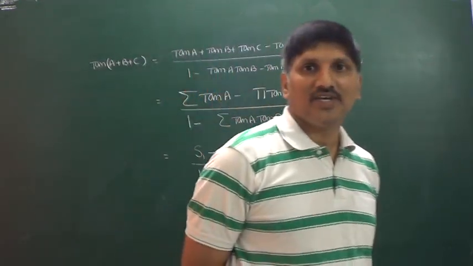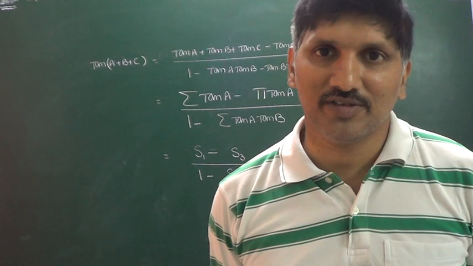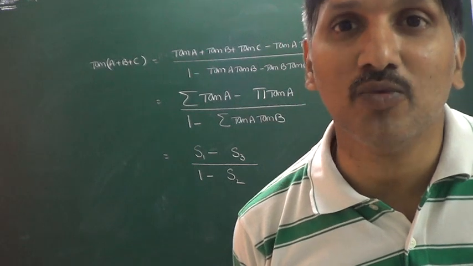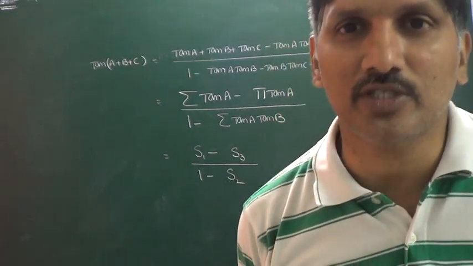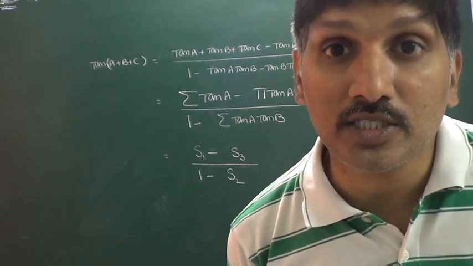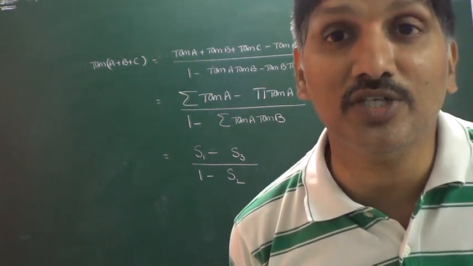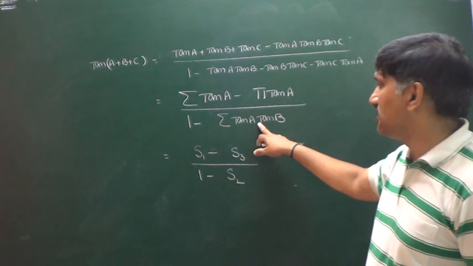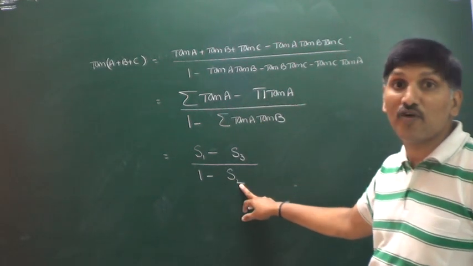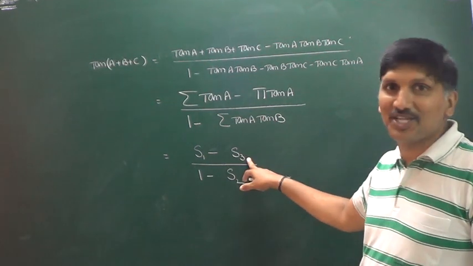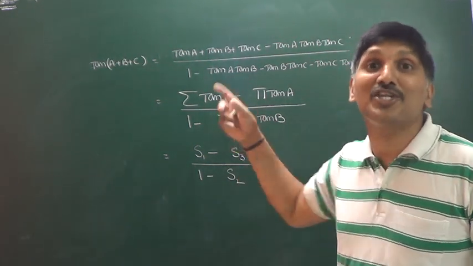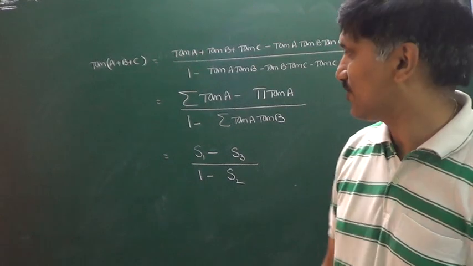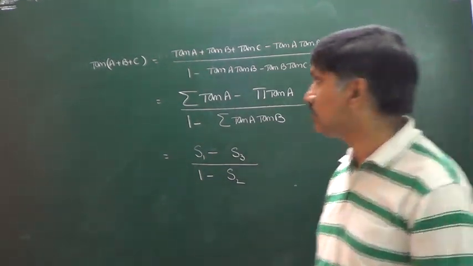What is this, sir? We are talking about A, B, C. S1 means sum taken one at a time, that means tan A plus tan B plus tan C. That is S1. S2 means the sum of the product of the terms taken two at a time: tan A into tan B, tan B into tan C, tan C into tan A. But S3 means the sum of the product of the terms taken three at a time, which is tan A, tan B, tan C only. Another combination of three is not possible, right?